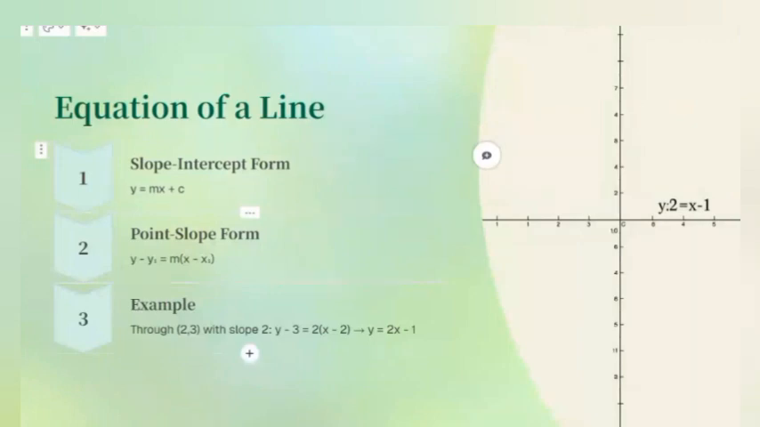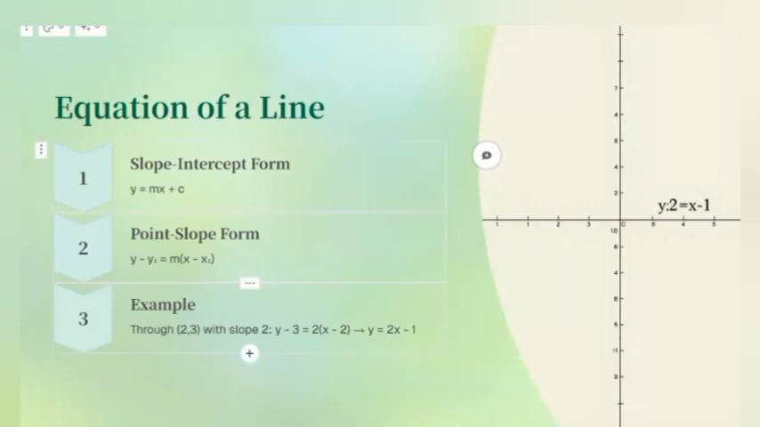So an example is given here, right? It says that the straight line passes through the point 2, 3, with slope 2. And we are asked to find the equation of the line. As you can see here, we are given one of the coordinates and we are given the slope. We don't have the intercept, so we are going to apply the point slope form to find the equation of the line.